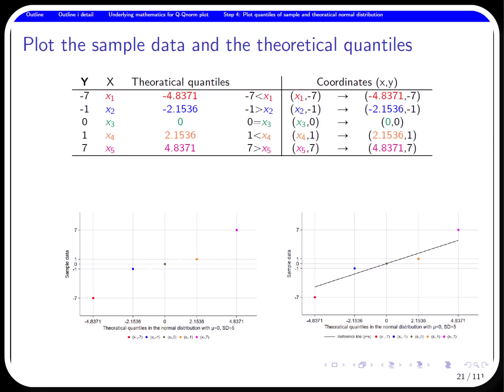In general, if points in Q-Qnorm plots are all on the reference line, then the sample data is perfectly normally distributed. If points in Q-Q plots roughly fall along the reference line, then sample data is assumed to be normally distributed. If points in Q-Qnorm plot are far away from the reference line, then sample data is not normally distributed.